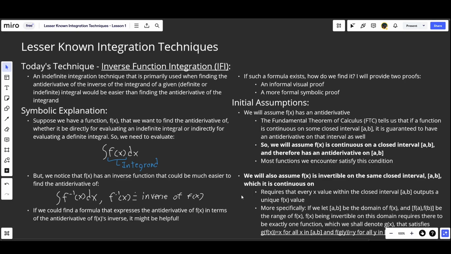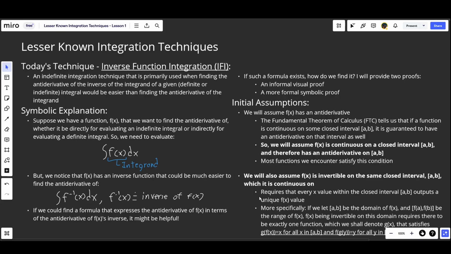The second assumption that we'll be making, due to the fact that we mentioned using the inverse function of f of x, is that f of x is actually able to be inverted. If we're going to call upon the inverse of f of x for the sake of anti-differentiation, it would likely be wise to assume that f of x is invertible on the same interval that we're indefinitely integrating, or in this case, the closed interval a to b that we assigned f of x to be continuous on.